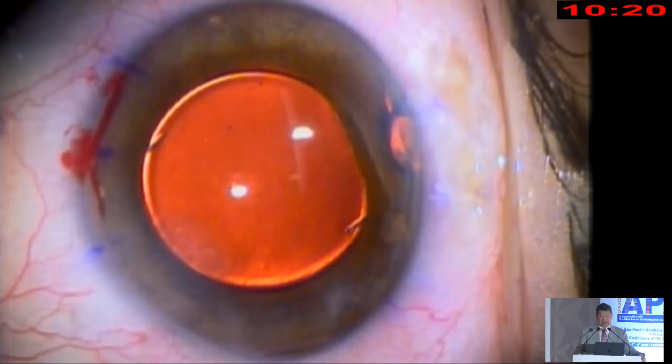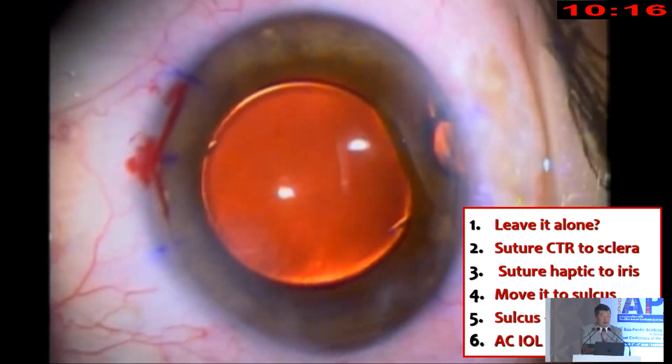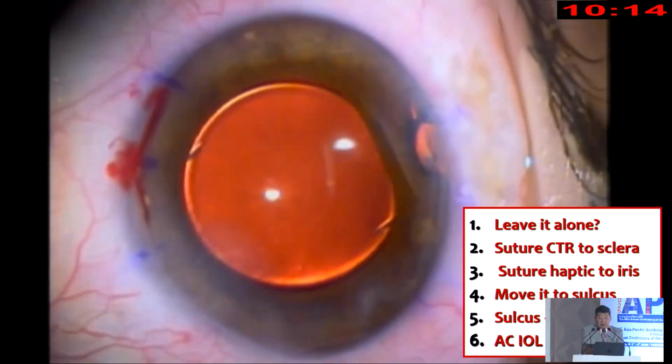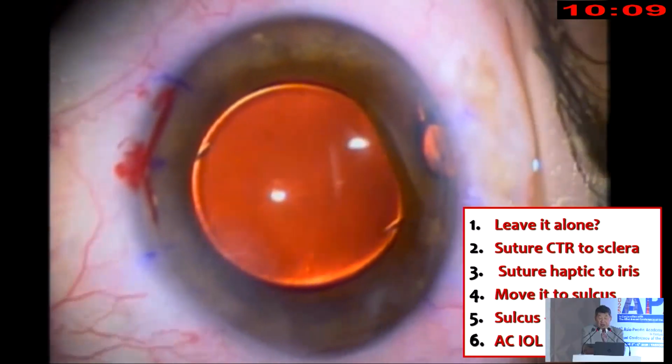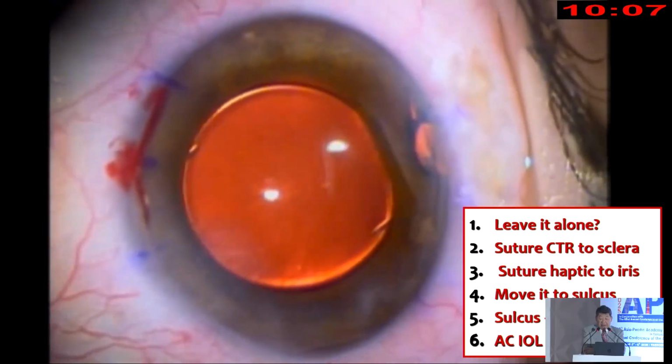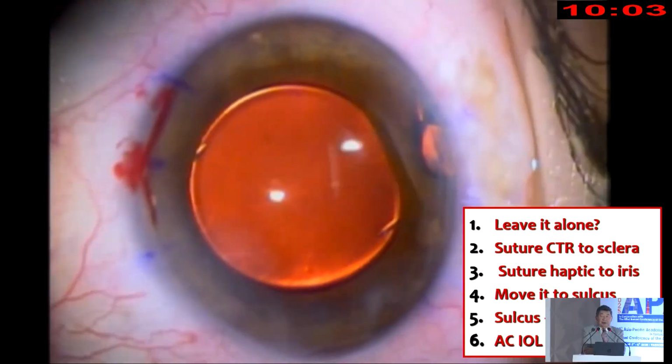So in the audience, I'm going to give you a couple choices here. Leave it alone. You saw a beautiful illustration of how you do scleral fixation. We could do the CTR. We could suture the haptic to the iris. We could move to the sulcus, put in an AC or iris claw lens. So how many people would do number one? Just raise your hand.